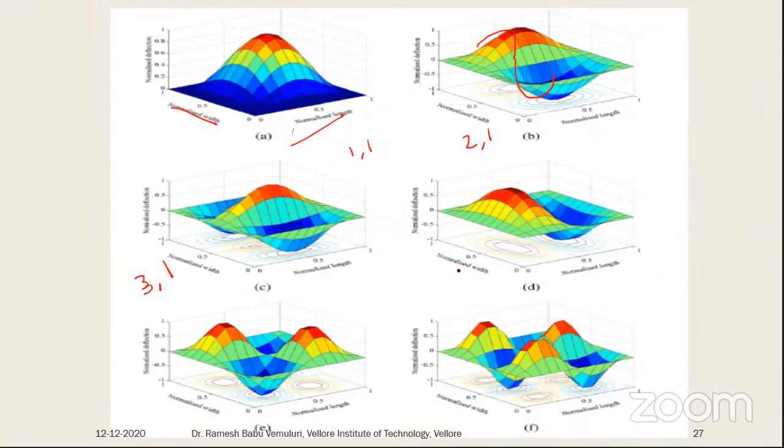Then it is 1 comma 3. Then it is called 2 comma 2. Then it is 3 comma 3. So in this way we can see these mode shapes for this plate condition.